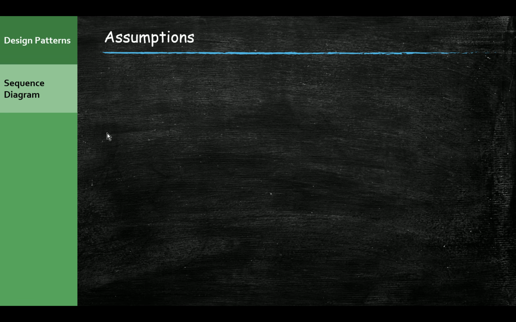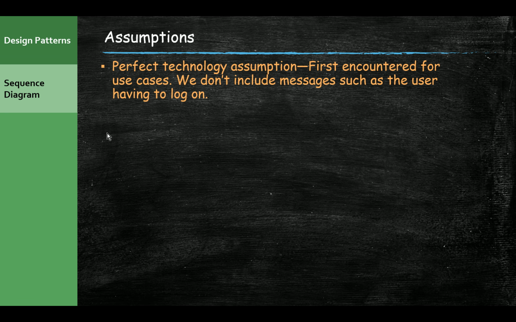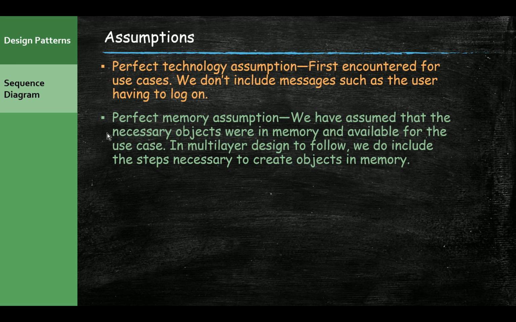All right, so some of the assumptions that we've made so far. Perfect technology assumption. We've talked about this before. We first encountered this for use cases. We don't include messages such as the user having to log on. So we don't have to include things like logging on, or messages that say log into database, or connect to database, establish connection. All those things we don't have to put on the diagram.